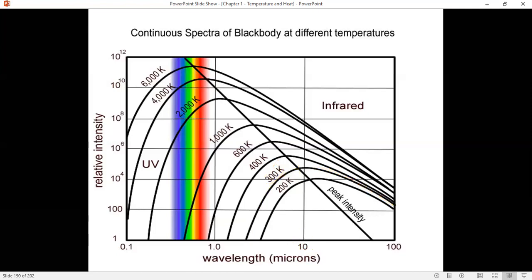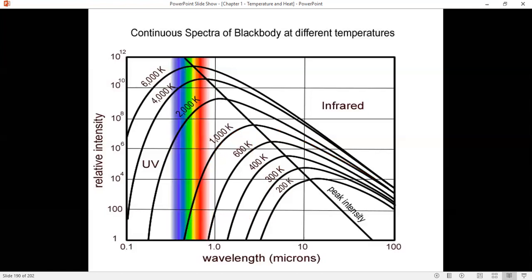Now, the red hot coals, they're quite a bit hotter than we are. They peak right there. So although they peak at a couple of microns, we can see that there's a little bit of visible light that they give off too. Thus, they appear to be red hot because most of the light they're giving off is red.